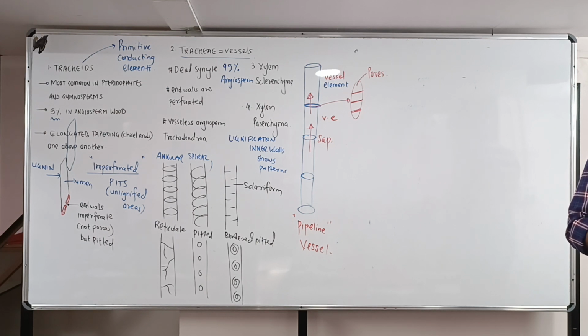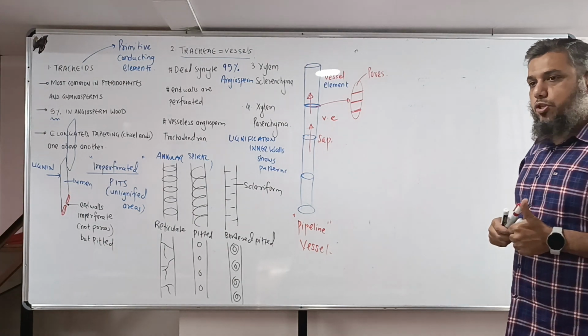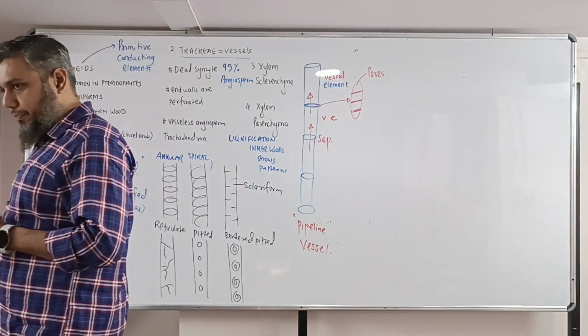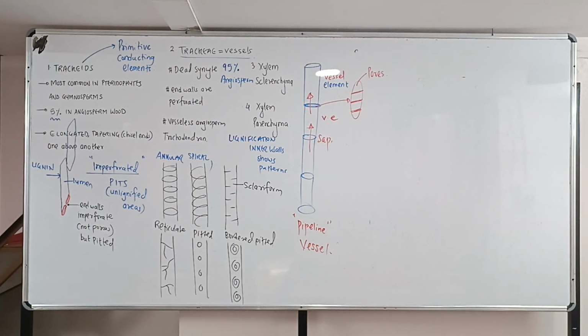So xylem is a living tissue or a dead tissue? Dead tissue. It is made up of tracheids, tracheae, xylem sclerenchyma, xylem parenchyma. Which is the only living tissue in the dead xylem? Xylem parenchyma. Right?